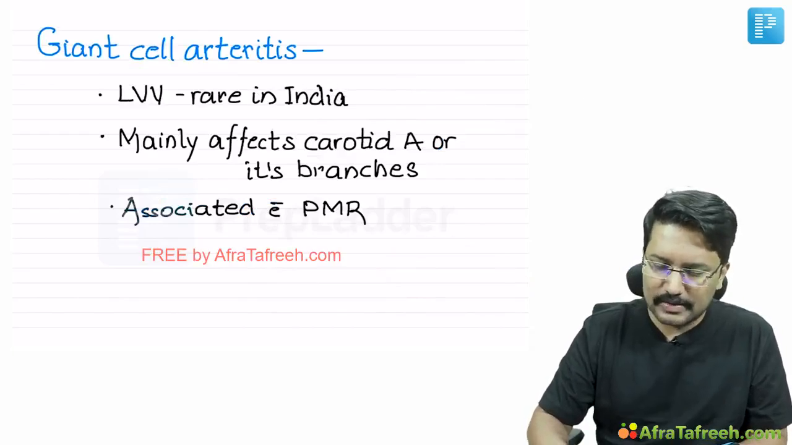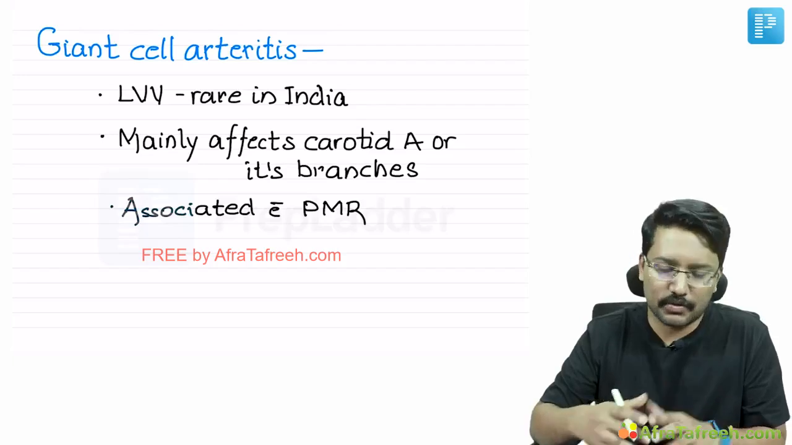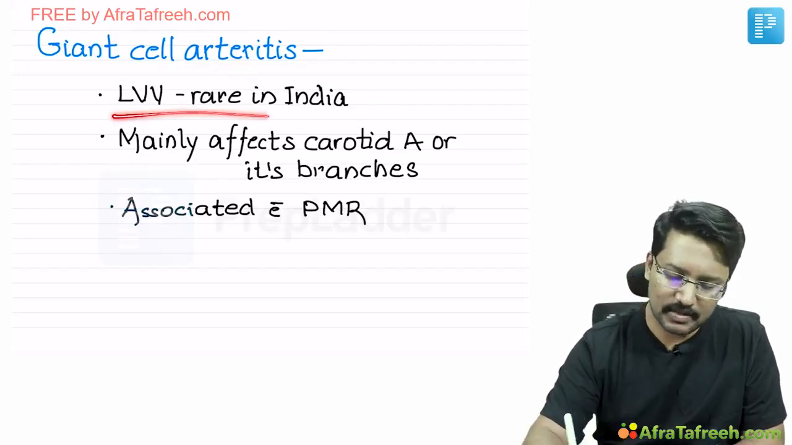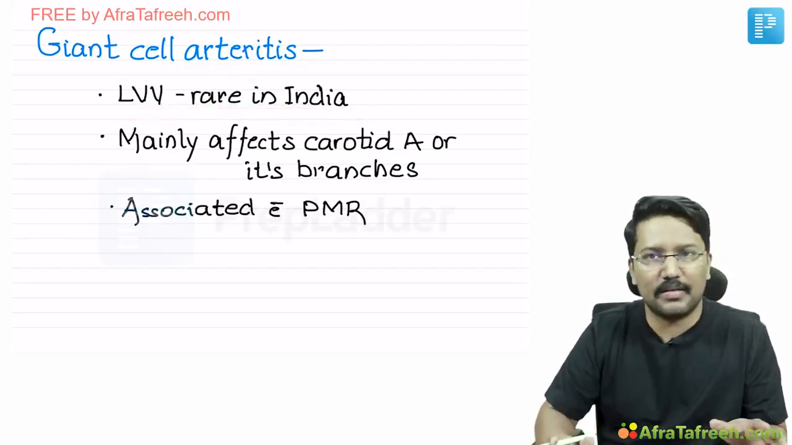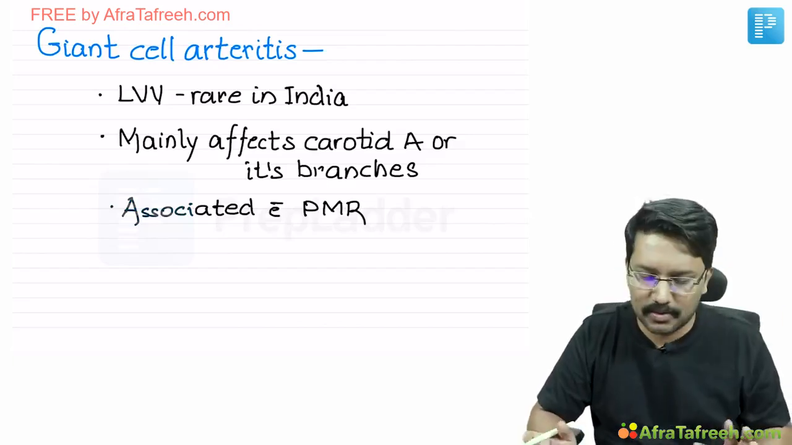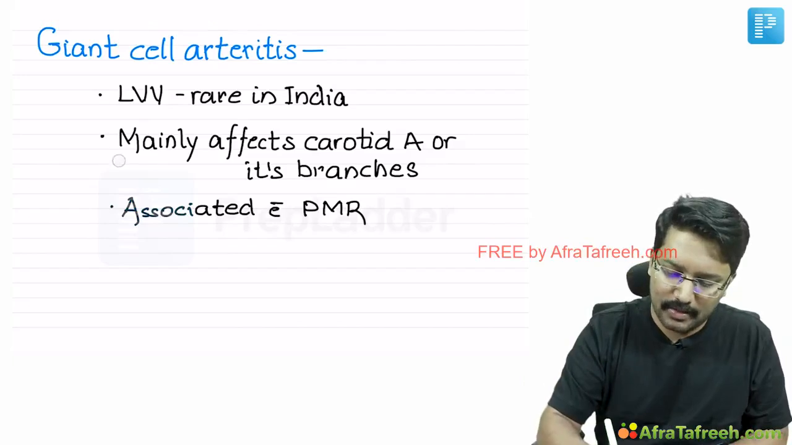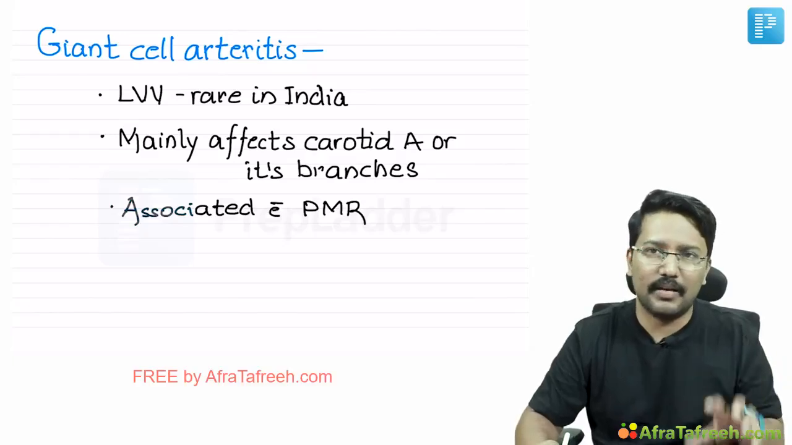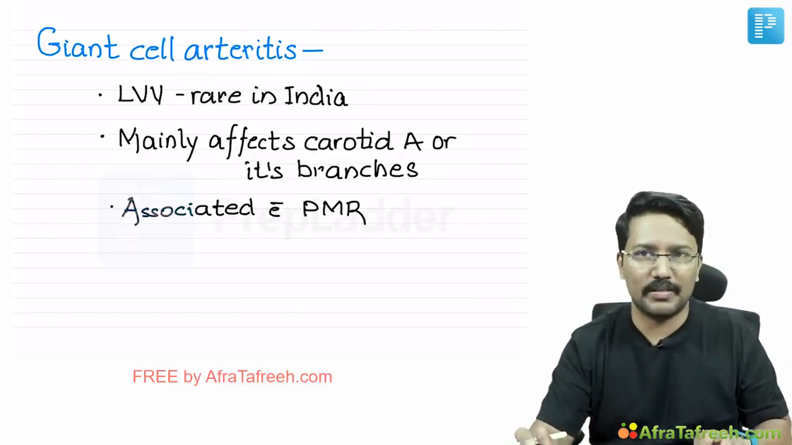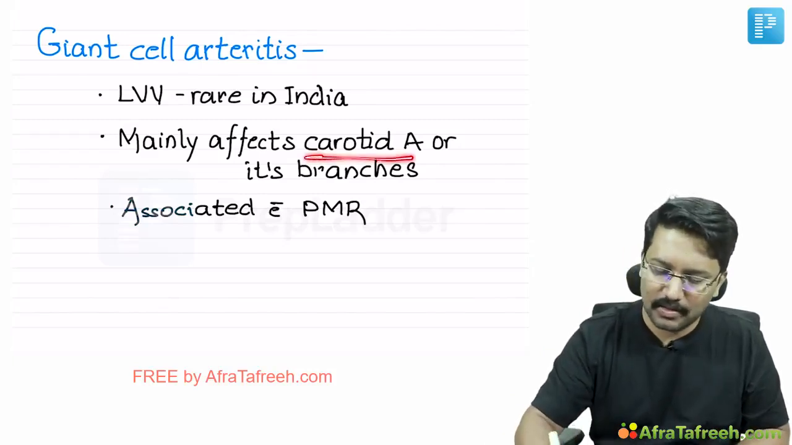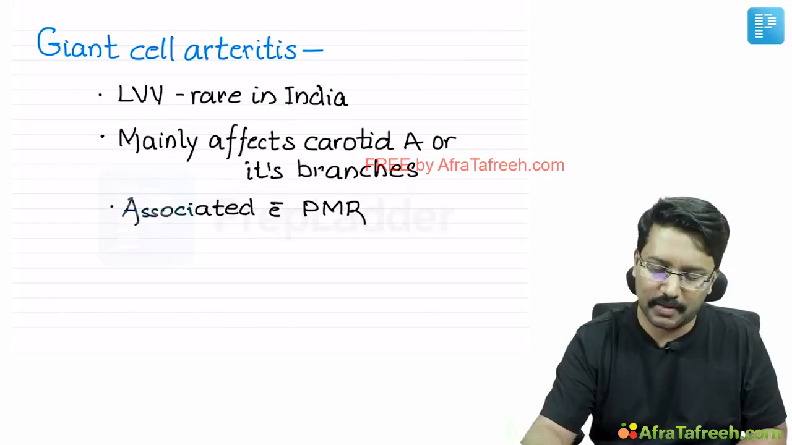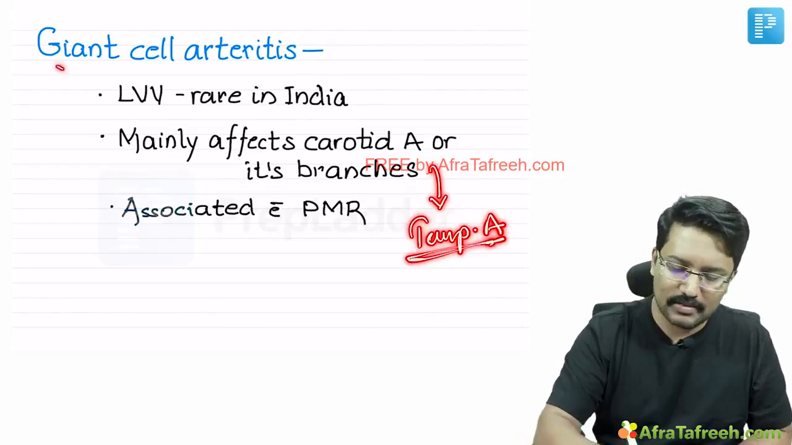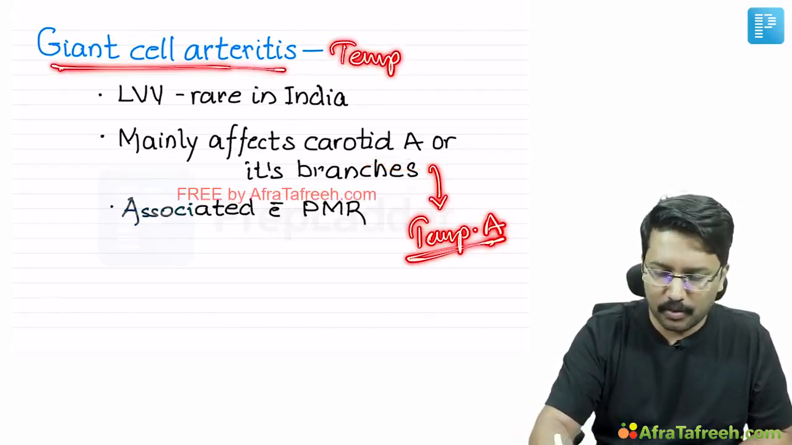With this, let us go on to discuss the next important major large vessel vasculitis, that is giant cell arteritis. I have already told you this is quite rare in India. This is basically a disorder which is reported from the Scandinavian countries or Northern Europe. It mainly affects the carotid artery and its branches. So Takayasu arteritis mainly affects the arch of aorta and its branches, but giant cell arteritis mainly affects the carotid artery and its branches. We already know the most commonly affected branch of the carotid artery, right? Temporal artery. So giant cell arteritis is also known as temporal arteritis.